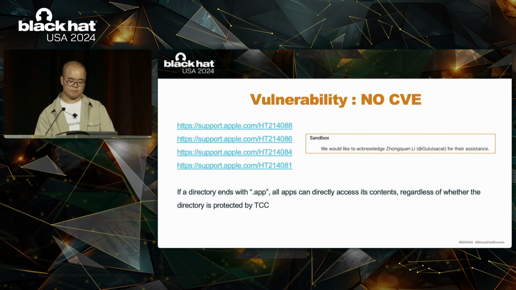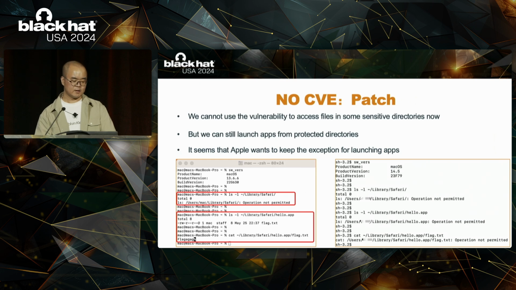Just because macOS has an exception rule for accessing directories ending in .app. If a path matches this pattern, all apps can directly access its contents, regardless of whether the directory is protected by TCC. Now, we cannot use the vulnerability to access files in some sensitive directories, but we can still launch apps from protected directories. It seems that Apple wants to keep the exception for launching apps.